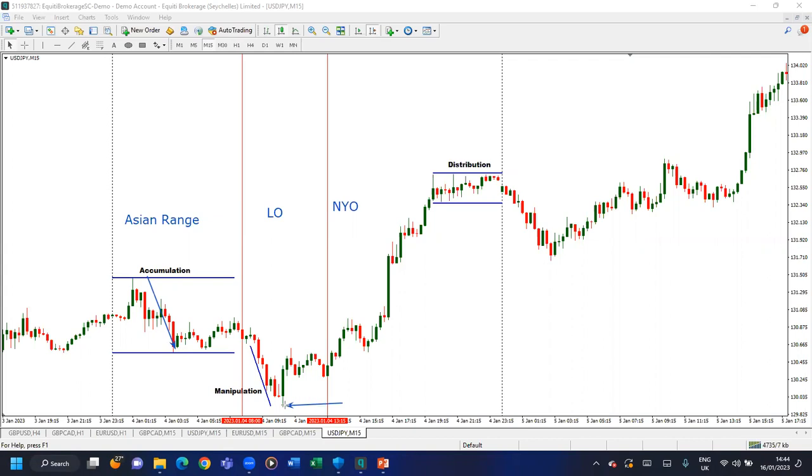Now, the first stage was the stage of accumulation. Second was the manipulation, a deliberate move to move the market to the opposite side of the day's trend. Then afterwards was a reversal, which moved the market to the upside. And after the liquidity has been taken out of the market, we are now issued a period of distribution that runs through the end of the day.